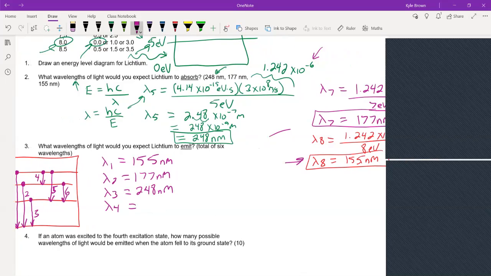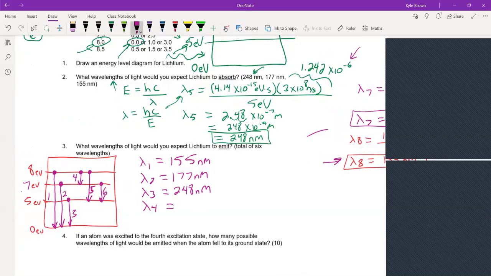So wavelength four, well, if you think about what's happening here, it goes from eight to seven, so that has a difference of one. Okay, so wavelength four would be, I'm going to use that same number I used up here, that is Planck's constant times speed of light. So we'll say that's 1.242 times 10 to the negative 6 divided by 1 electron volt. Okay, so wavelength four would be 1,242 nanometers, right? And that's just, if you move the decimal three times to the right, that would turn that to times 10 to the negative 9, right? So, okay, so there's that one.